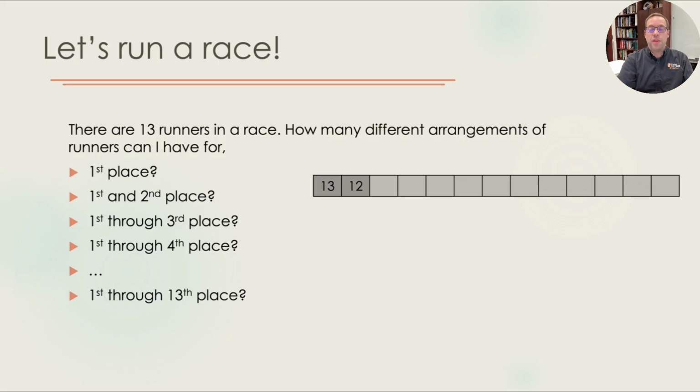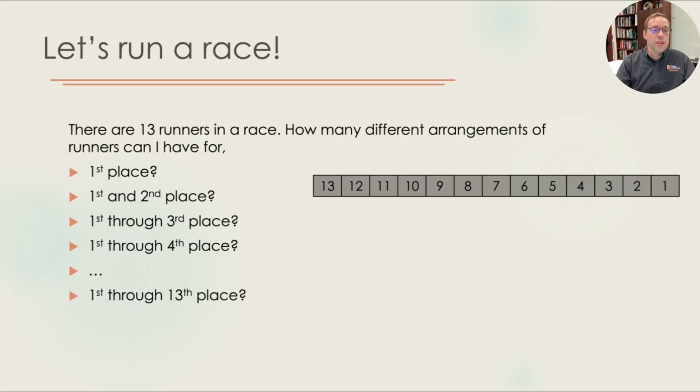Once first and second place are done, how many ways can the runners finish in third place? Well, there are 11 runners left. Fourth place, there are 10 runners left. Fifth place, there are 9 runners left. Sixth place, you have 8 runners left. Seventh place, you have 7 runners left. Eighth place, you have 6. Ninth, you have 5. 10th, you have 4. 11th, you have 3. 12th, you have 2. And then 13th or last place, there's only 1 runner left.